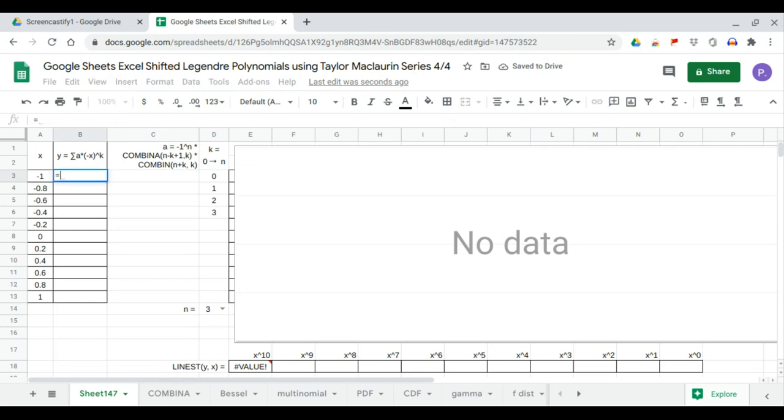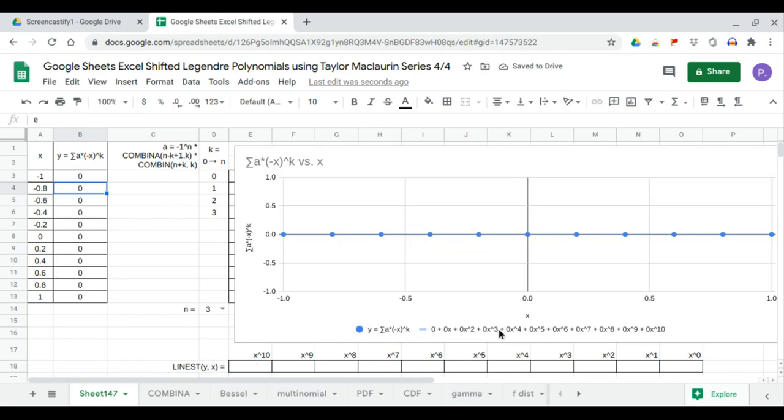And we enter the expansion. So array formula, series sum of the x value. This time it's negative x. So minus x raised to the power k. And our value of k starts from 0 incremented by 1. So that's 0 incremented by 1. And the coefficient will be this range.